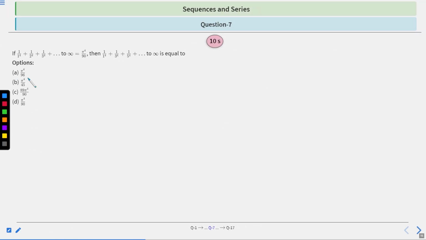Let's move to question number 7. If 1 upon 1 to the power 4 plus 1 upon 2 to the power 4 plus 1 upon 3 to the power 4 till infinity is pi to the power 4 upon 90, then 1 upon 1 to the power 4 plus 1 by 3 to the power 4 plus 1 by 5 to the power 4 till infinity is equal to. So let's move to the solution part after 10 seconds.